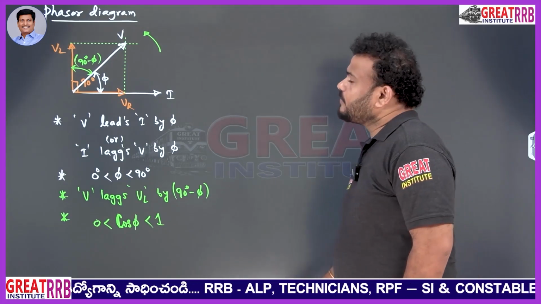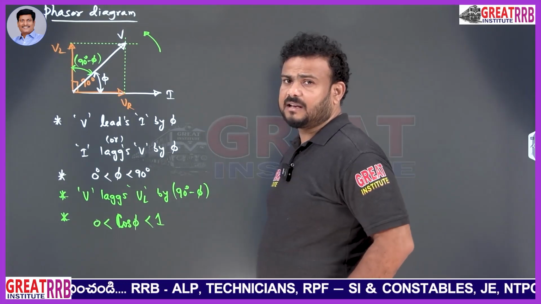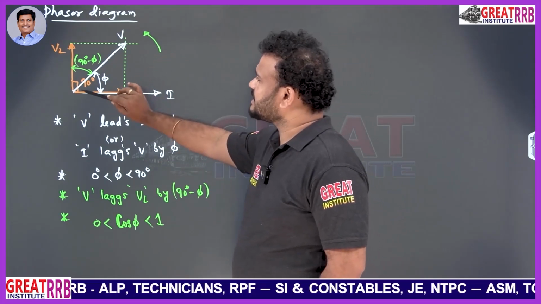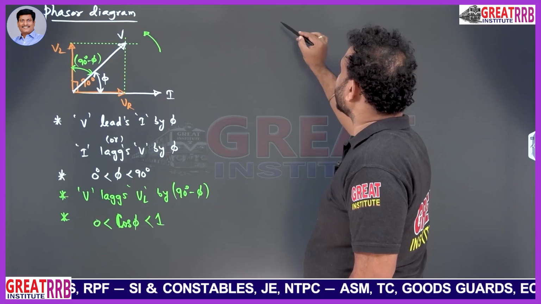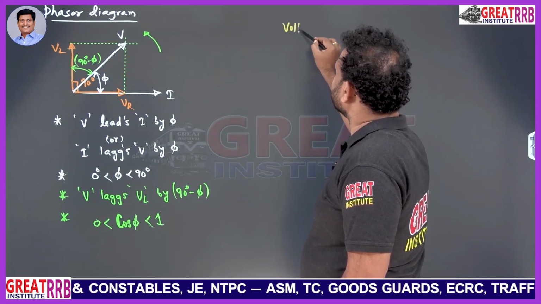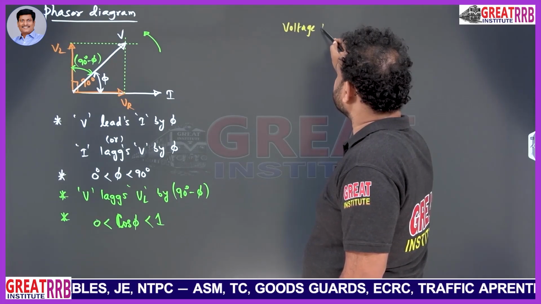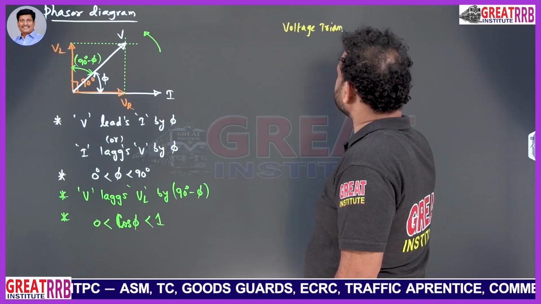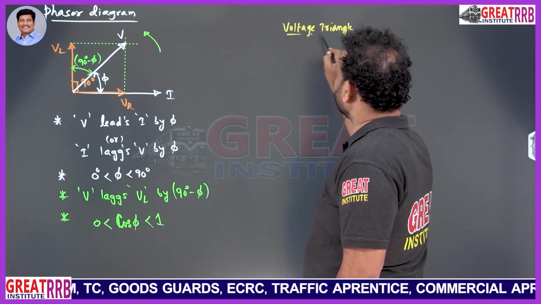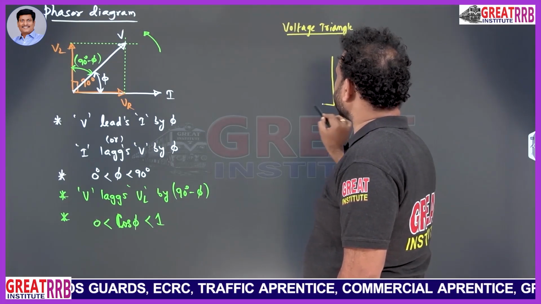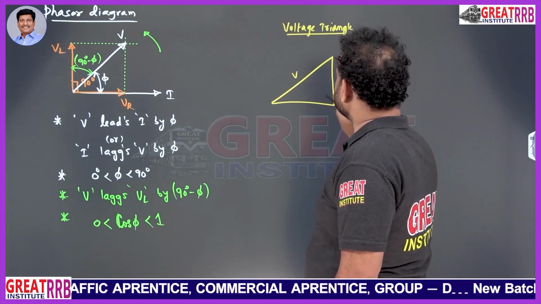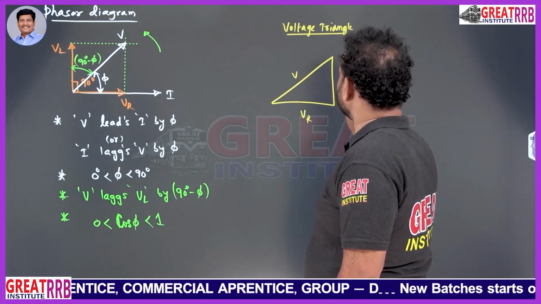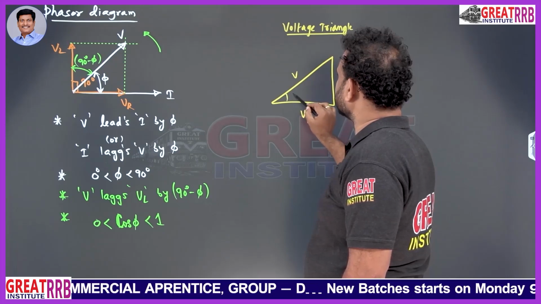Okay, now from this right angle triangle, just observe this right angle triangle. From this I could have a voltage triangle. Let me write it as voltage triangle. If I say voltage triangle, then what can I write from here? The voltage triangle will look like this now. This is nothing but voltage V, this is VR, and this voltage is VL. This is phi.